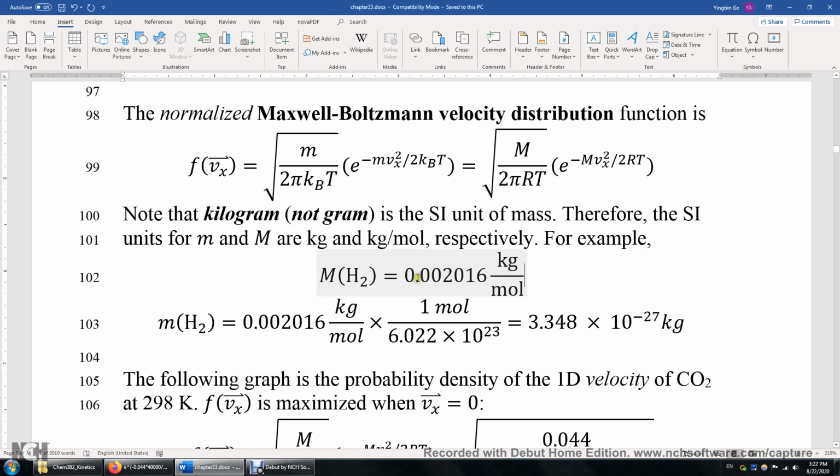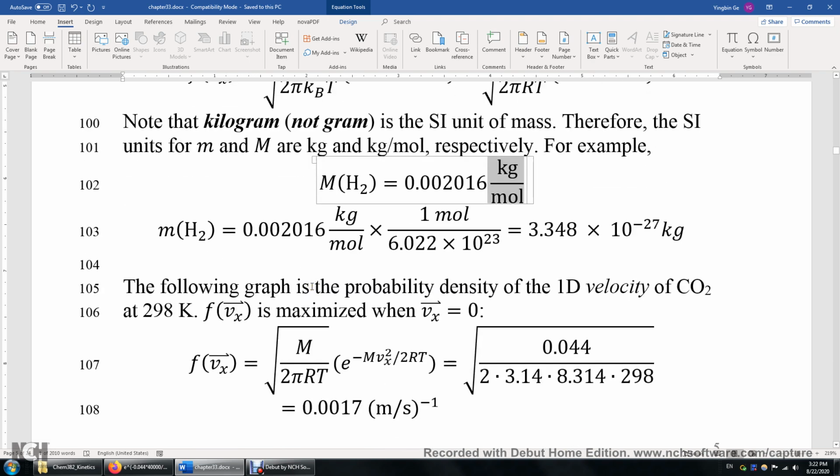So again, I know the molar mass of hydrogen is 2.016 atomic mass unit. However, that's not the SI unit. The SI unit over here, you can see it's kilogram per mole. It's not gram per mole. So let's look at one more example.